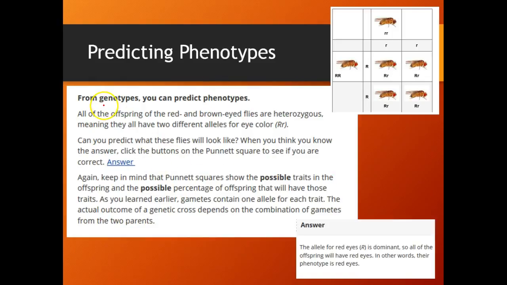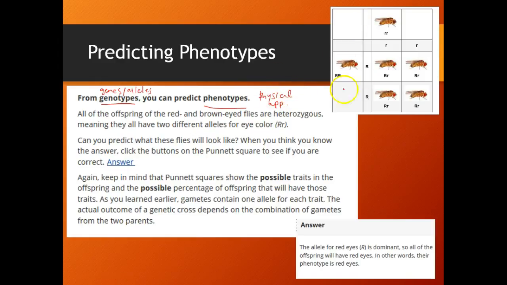Okay, so just like we talked about before, when you have a certain genotype, you can then predict what the phenotype or the physical appearance of an organism would be. So again, genes from a genotype, or actually it's alleles of genes, allow us to predict the physical appearance.